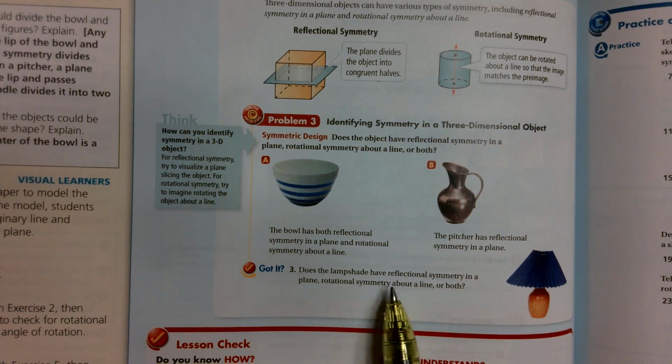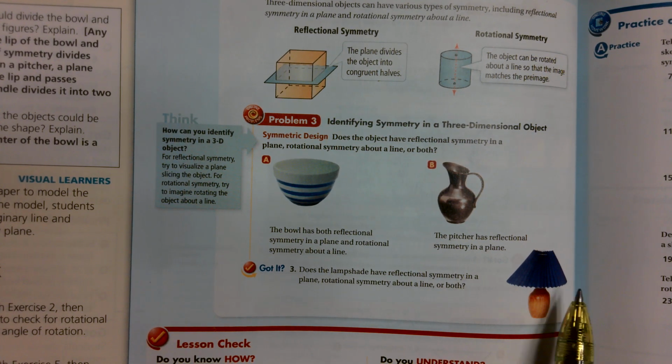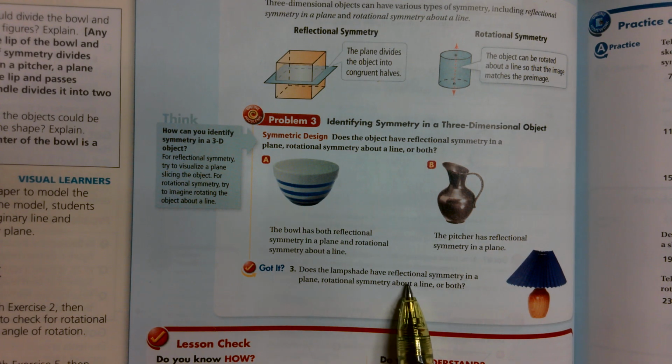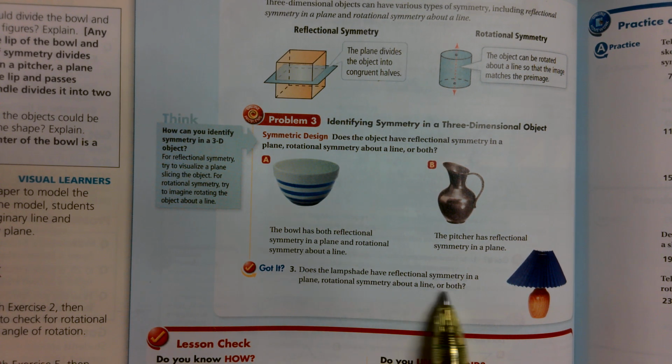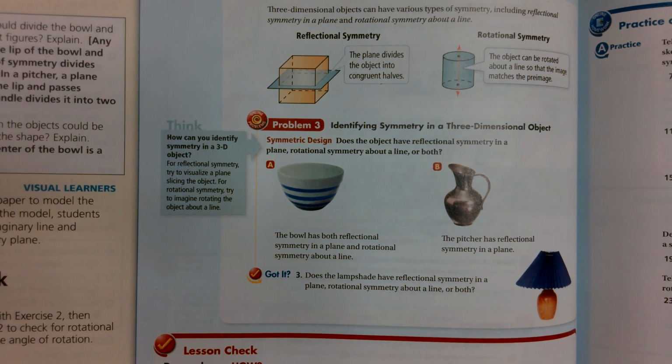Now, got it, number 3. Does the lampshade, so just the lampshade, have reflectional symmetry in a plane, rotational symmetry about a line, or both? I want you to think about that.